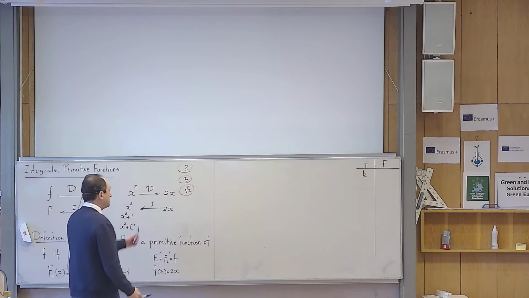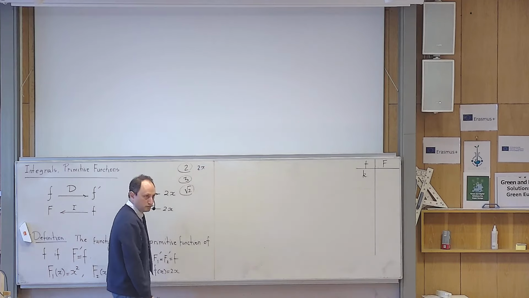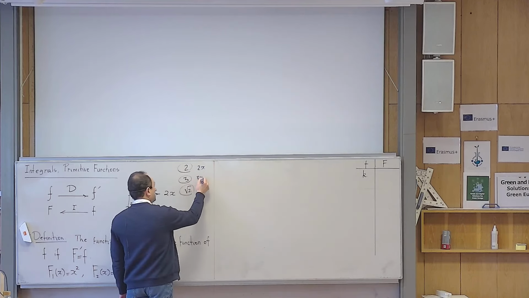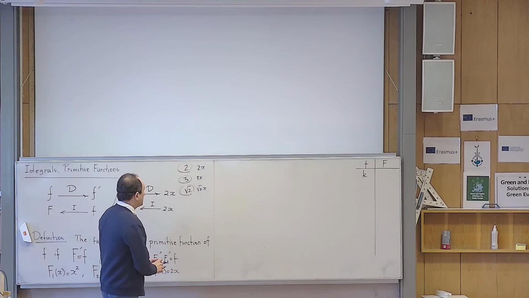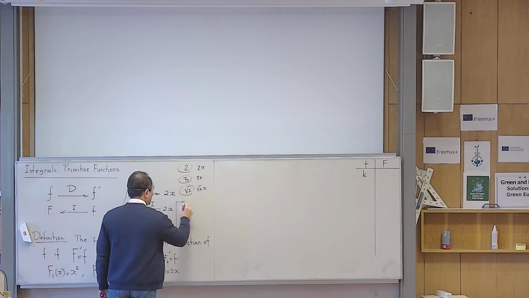For the first one, what can I write? 2x, because its derivative is 2. For this one, I can write 3x. For this one, I can write square root of 2 times x. But of course, this is also important to know, because there are 3 articles they use. I want you to understand them.